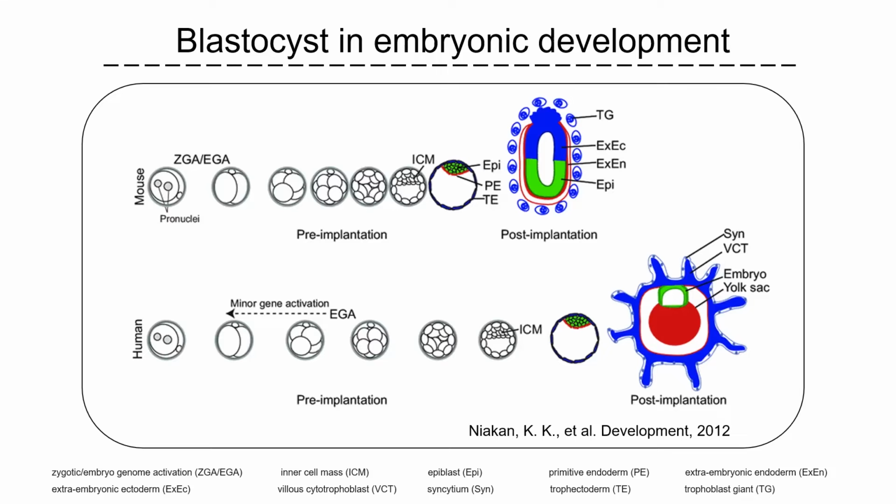The first lineage segregation specifies an outer trophectoderm layer, the TE layer, and an inner cell mass, the ICM. ICM cells later segregate into epiblast, EPI, and primitive endoderm, PE, lineages. Epiblast cells eventually give rise to all the tissues of the future fetus, whereas the PE gives rise to extra-embryonic endoderm cells that will form the yolk sac.